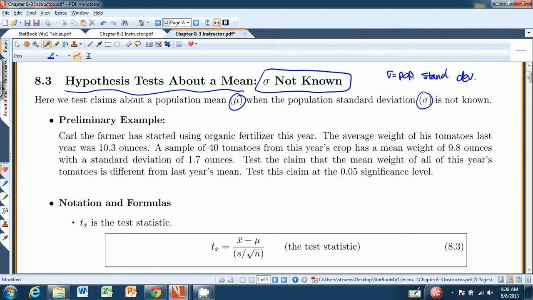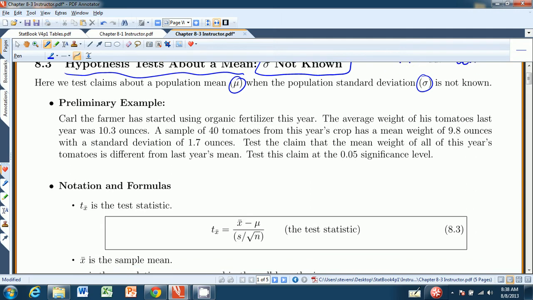So here's a preliminary example, and we will get to this example after we go through some of the basic setup. Carl the farmer has started using organic fertilizer this year. The average weight of his tomatoes last year was 10.3. So that's last year, right? In a sample of 40 tomatoes from this year's crop, the mean weight is 9.8 ounces. So the sample from this year is a little below the 10.3 from last year, with a standard deviation of 1.7. So that's the sample standard deviation, right?